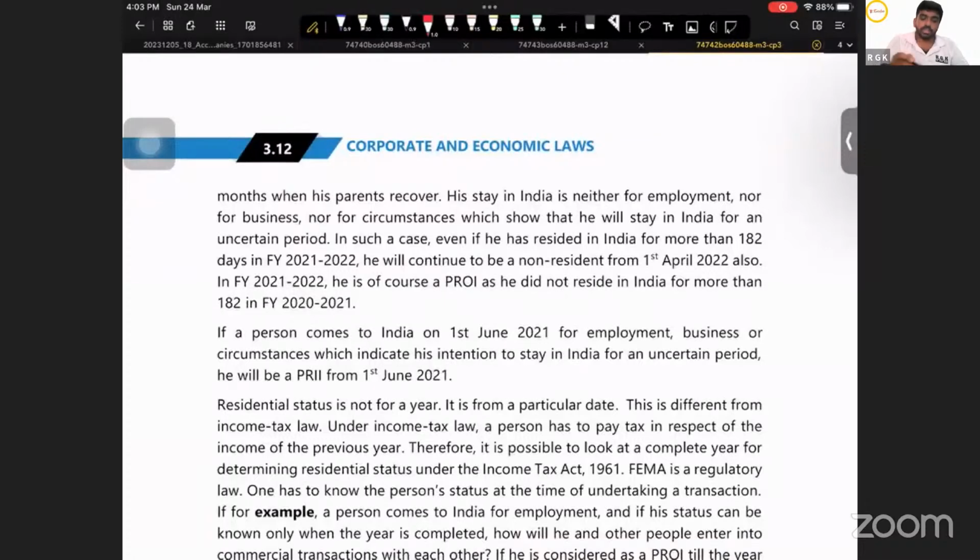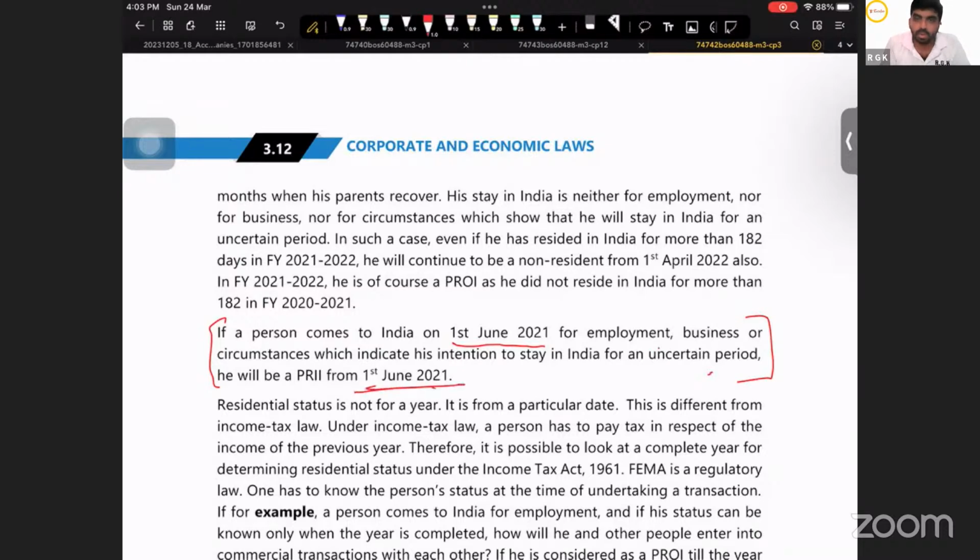But remember one thing, the institute makes an important observation. I had asked students to make a representation to the institute and get clarity, and all the clarifications given by ICAI say the same thing. So we have to stick to what the ICAI material clearly says. So let us see this particular point said in the ICAI material. If a person comes to India on 1st June 2021 for employment, business, or circumstances which indicate his intention to stay in India for an uncertain period, he will be a person resident in India from 1st June itself.